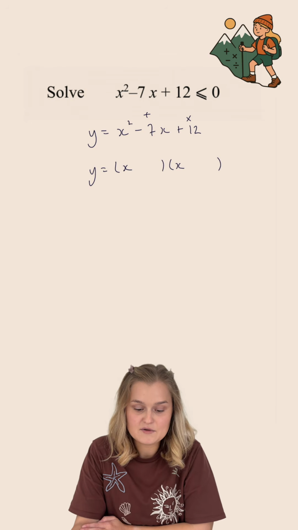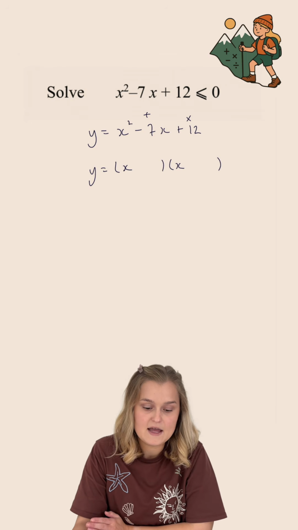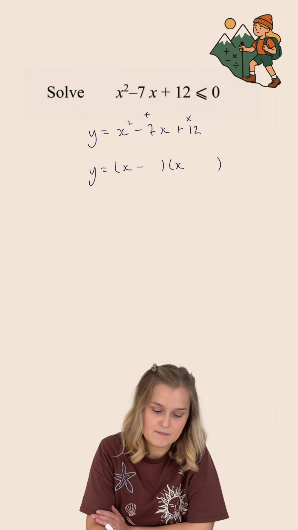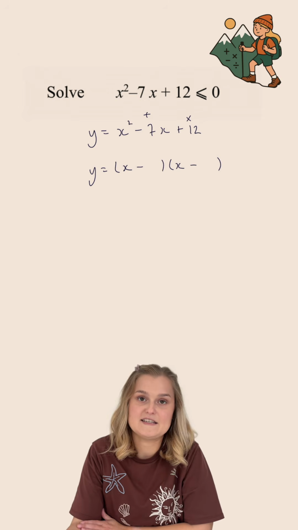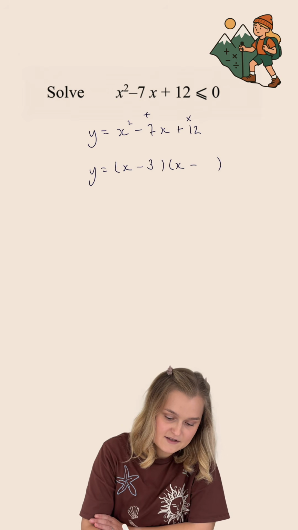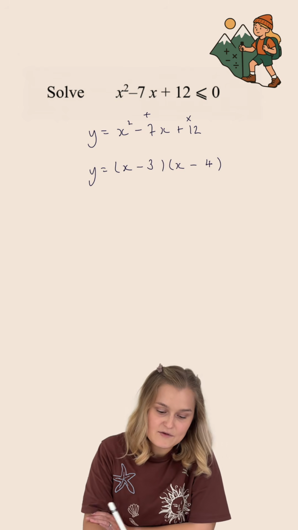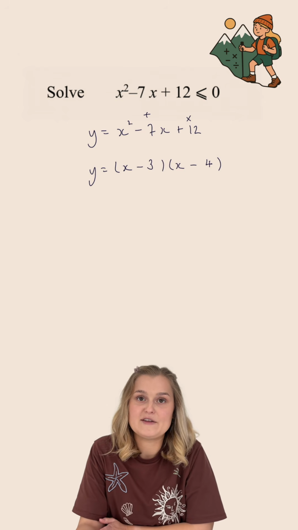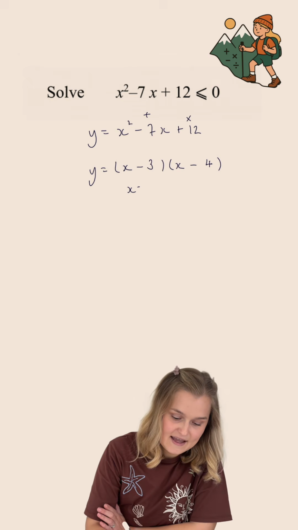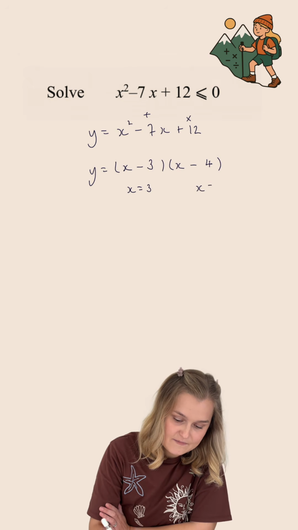Now because they need to multiply to make a positive number, but they need to add to make a negative number, both numbers are going to need to be negative. And for this one, it's going to be -3 and -4. Now this gives me my two critical values, my two x-intercepts, and my x-intercepts are x equals 3 and x equals 4.